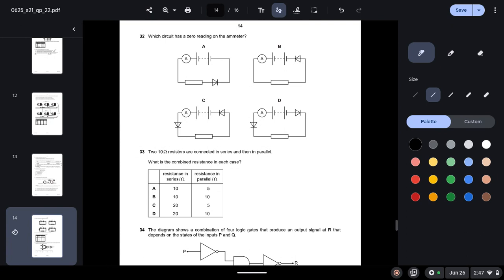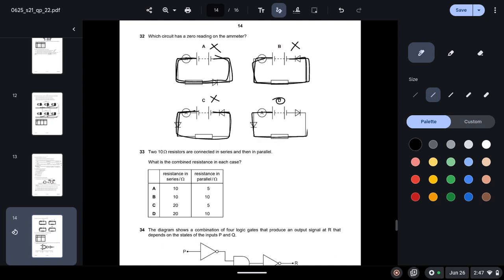Which circuit has a zero reading on the ammeter? So a zero reading would be when the current does not flow throughout the circuit. So let's go through the options. Option A, the current will flow through the circuit, so A is incorrect. Let's see B. In B also there is a constant flow of current, so B also can't be. In C as well we can see that there is a constant flow, so C is also incorrect. D must be the answer, and let's just check.